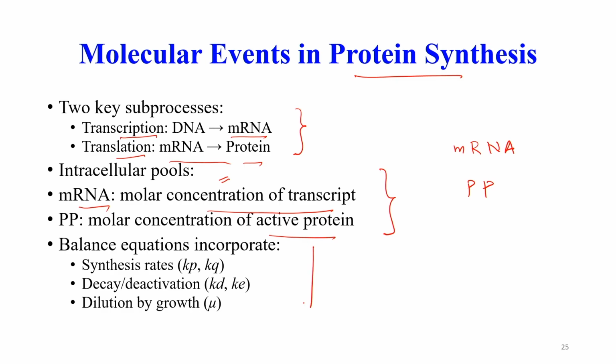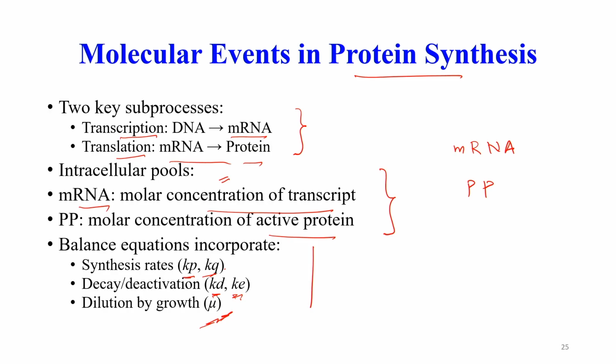These are a few parameters which we will be using in the rate equations: the synthesis rates Kp and Kq, the deactivation rates Kd and Ke, and dilution by growth, which is mu. Kp we will be using for transcription, and Kq we will be using for translation. Similarly, for the decay of mRNA we will be using Kd, and for the decay of protein we will be using Ke. Mu will be common in both cases.